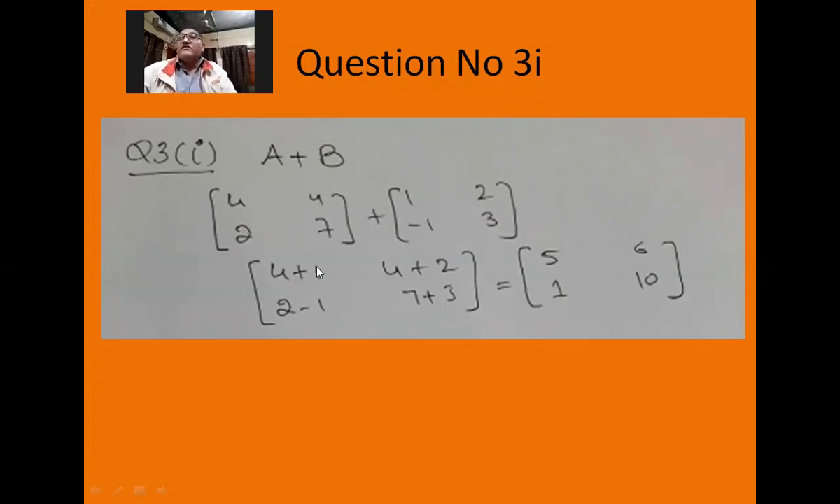4 plus 1 will be 5. 4 plus 2 will be 6. 2 plus minus 1, here you have to write 2 minus 1, it will be 1. 7 plus 3 will be 10. You see the corresponding numbers are being added. So your final answer will be 5, 6, 1, 10. That's question number 3 and its first part.